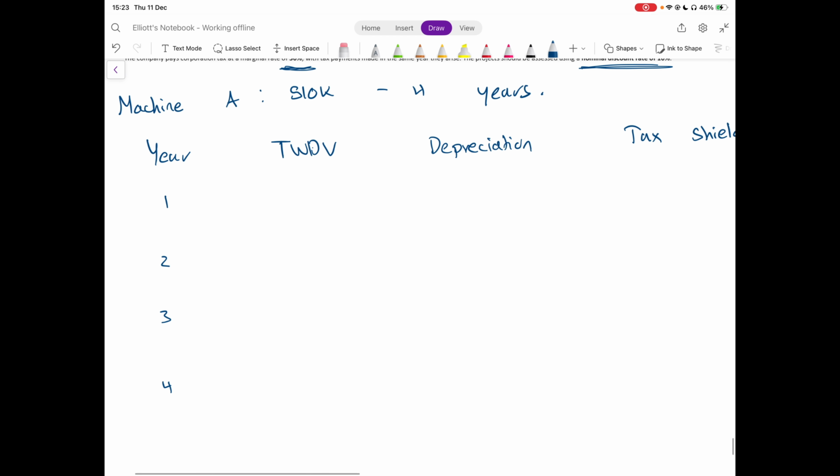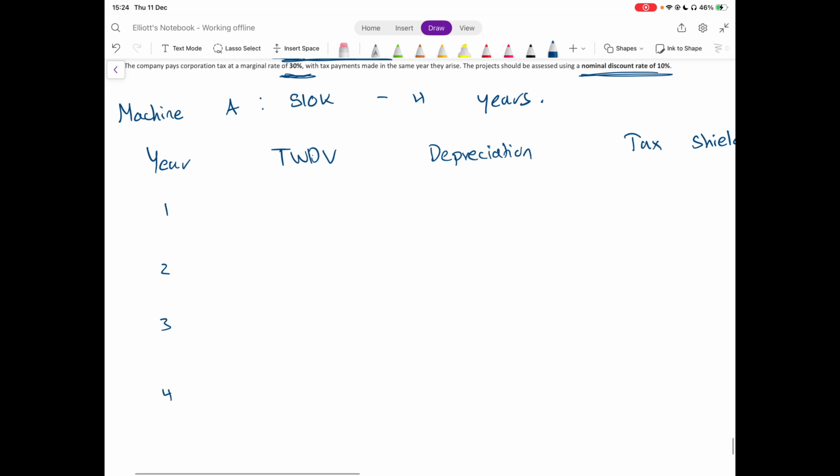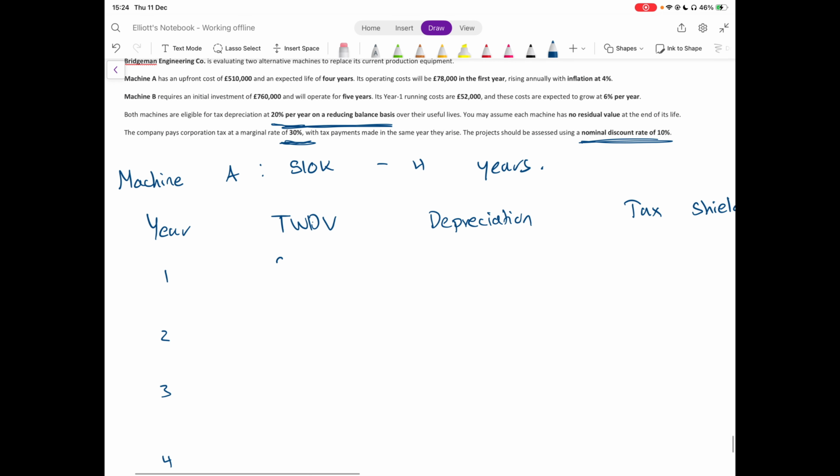So first we need to discount it essentially. Oh, sorry, we need to depreciate it per year on a reducing balance. So the original tax written down value, so it's 510k in the first year, and then we're going to depreciate it by 20%, which is 102 grand first year.